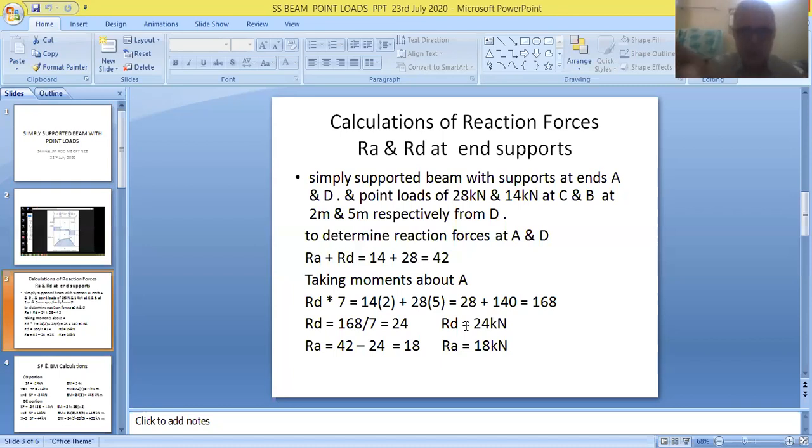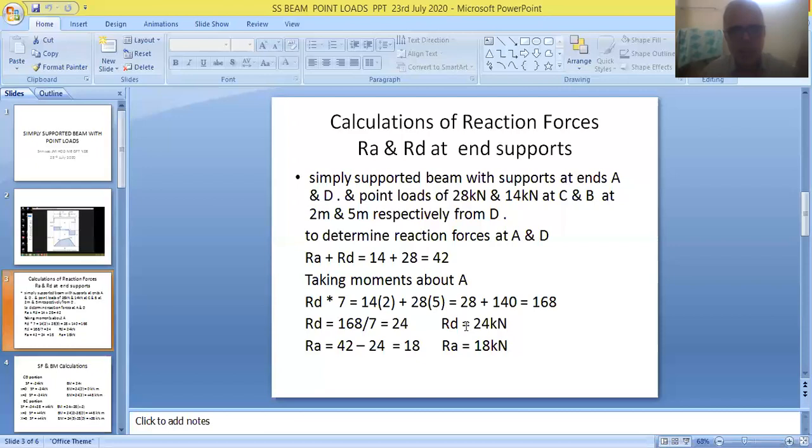So therefore, using all these rules, using the conditions of equilibrium, sigma V is equivalent to 0, sigma M is equivalent to 0. So these are the conditions of equilibrium. Sigma V is equivalent to 0.